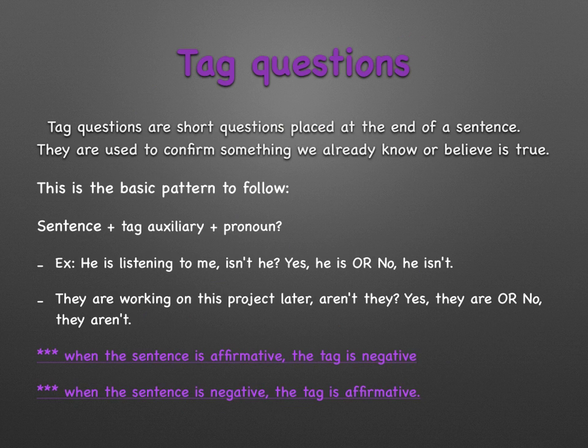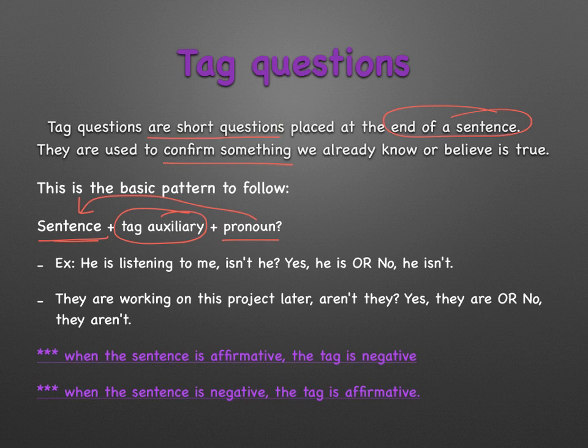For the tag questions, you have to remember that there are short questions that are placed at the end of your sentence. And they're used to confirm something that you know, you believe is true, and you want to be certain that you understand. So, here's the basic pattern that you have to follow. You will write your sentence and then add your tag auxiliary. Use the pronoun that was used in your sentence.